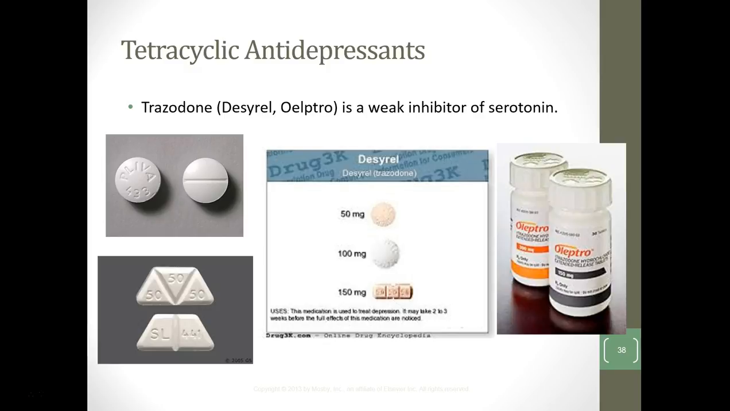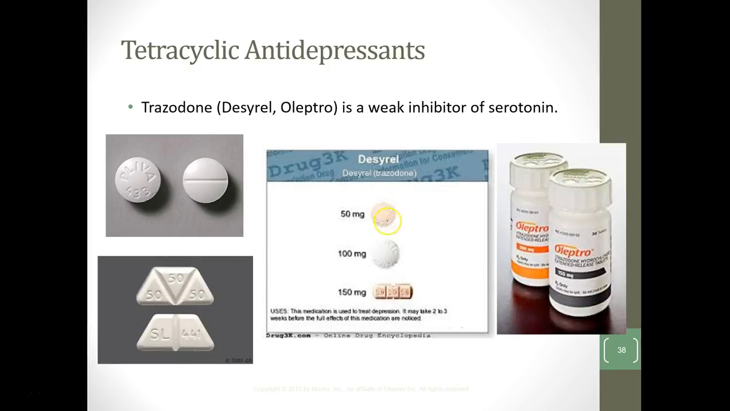Tetracyclic antidepressants, there's a drug called trazodone, which I've given you the warning on the previous pages. Trazodone is known as Deseril, or Oleptro is a brand name for trazodone. These are weak inhibitors of serotonin. So the trazodone, generic, these are some generic tablets, round, scored, or they could be scored. This is 150 milligrams. It could be scored, so 75 and 75, or cut this way for 3 doses of 50.